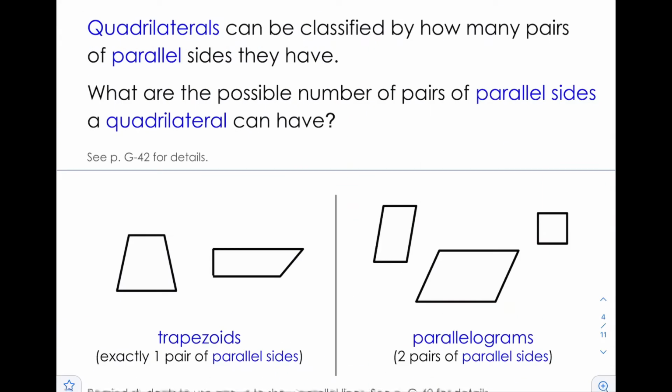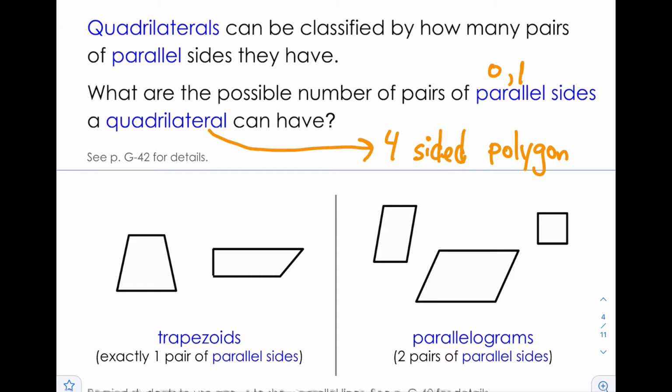Quadrilaterals can be classified by how many pairs of parallel sides they have. What are the possible numbers of pairs of parallel sides in a quadrilateral? Remember, quadrilaterals are 4-sided polygons. So any 4-sided polygon is a quadrilateral. What are the possible numbers of parallel sides? Well, they can have 0 parallel sides. They can have one set of parallel sides, one pair, or they can have 2 pairs of parallel sides. A pair is 2 lines, right?